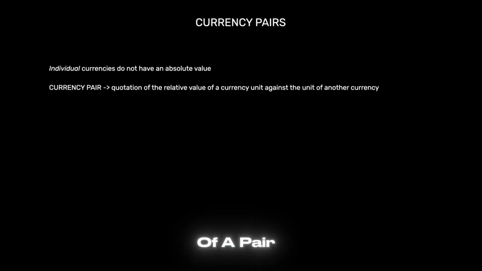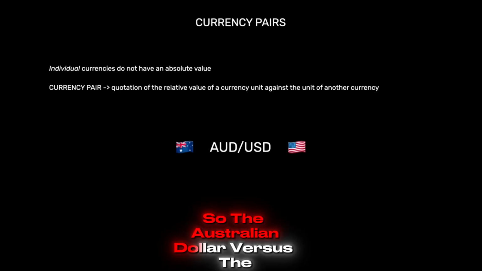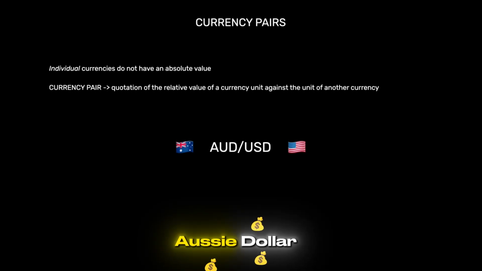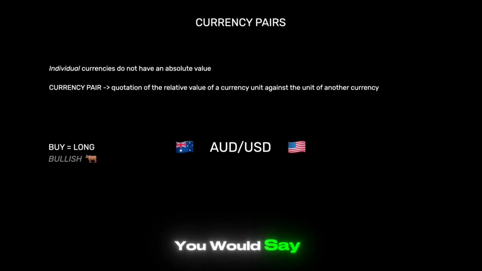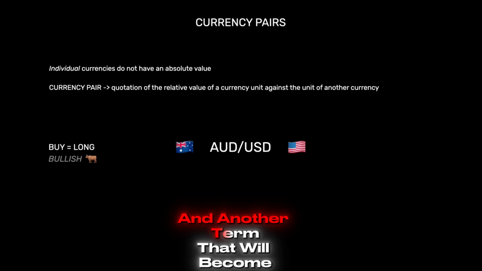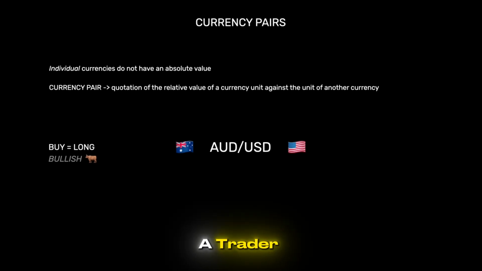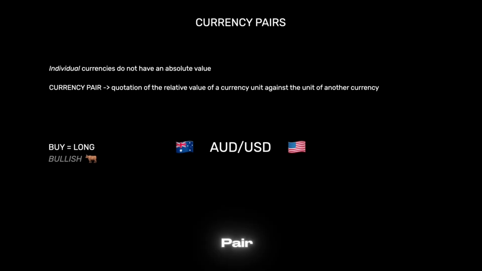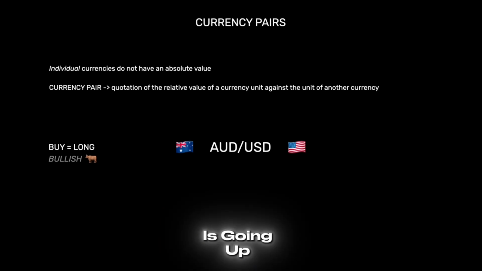So an example of a pair would be AUD versus USD. So the Australian dollar versus the US dollar, which is commonly referred to as Aussie dollar. So if you were to buy the Aussie dollar in trader talk, you would say that you were going long the Aussie dollar. And another term that will become a common part of your vocabulary, now that you are a trader, is bullish. So, you say that you are bullish on a currency pair, or whatever asset class you are talking about, if you think it is going up.